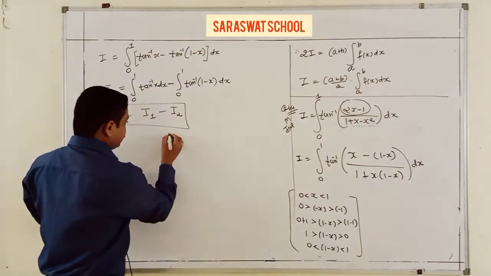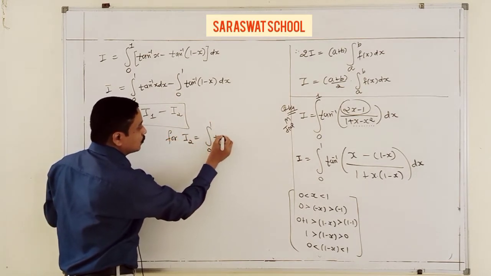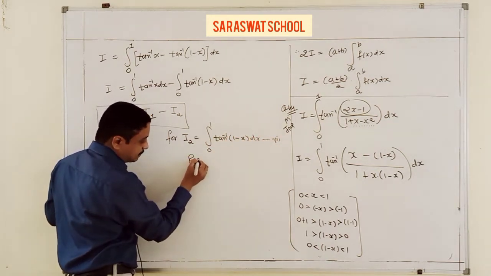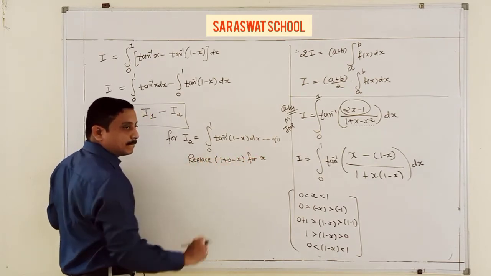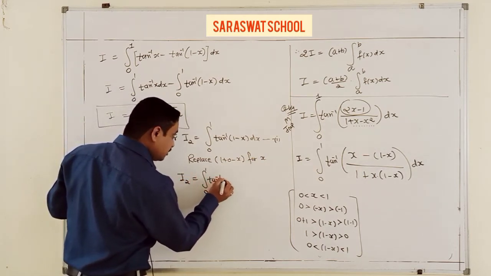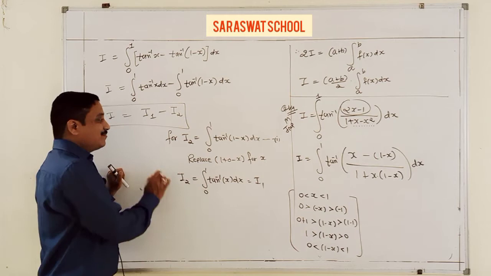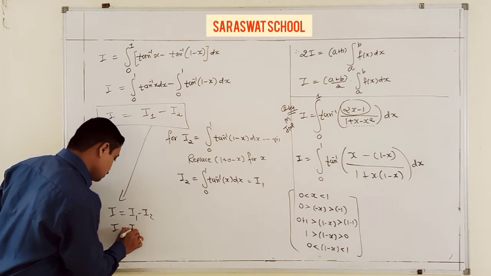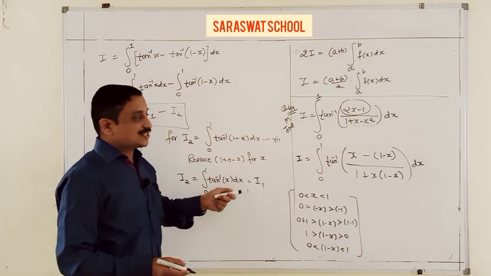I calculate I2. So 0 to 1. And here statement 1. Replace upper plus lower limit minus x for. So what you are hiding? It is nothing, it is tan inverse x. And it is I1. It is I2 and I1 same. So this solution now I is equal to I1 minus I2. It is 0. So indirectly this question is coming is 0.